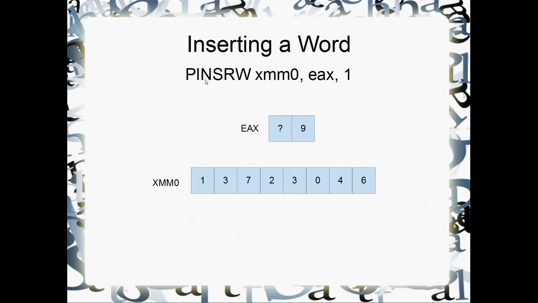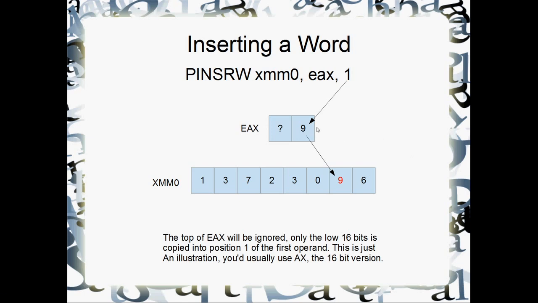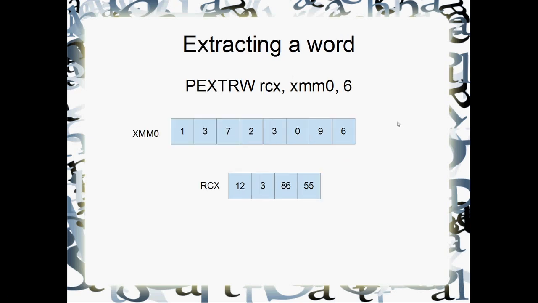Something like this: PINSRW XMM0, EAX and 1, when EAX has that and XMM0 has that, is going to do that. I actually used EAX, which is obviously the Dword version of RAX, but it's only going to read the word. The top bit, it's just going to ignore it. So this is basically just going to copy a 9 into the first word of XMM0. How good is that?